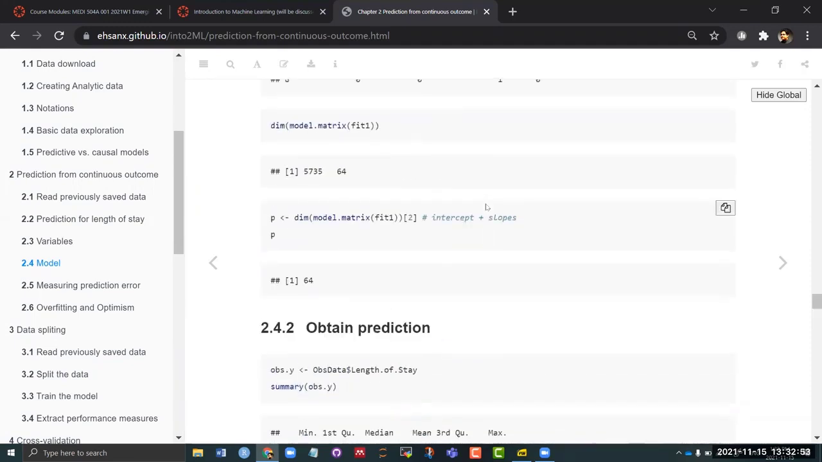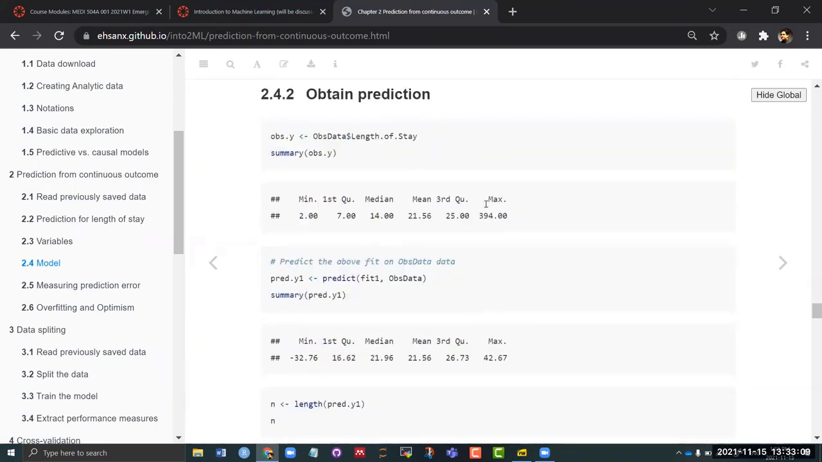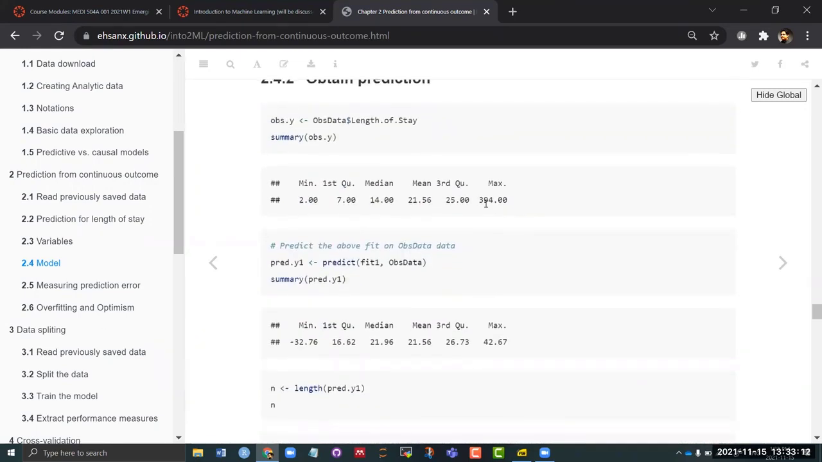Continuous variables remain the same. Okay, so you have your P, and what is your N then? N is the number of rows in the data set, how many subjects were associated with that. Once you have your P and N, then the rest is easy. You have length of stay as your outcome variable, and then you can predict from your fitted values that you got out of your linear model.